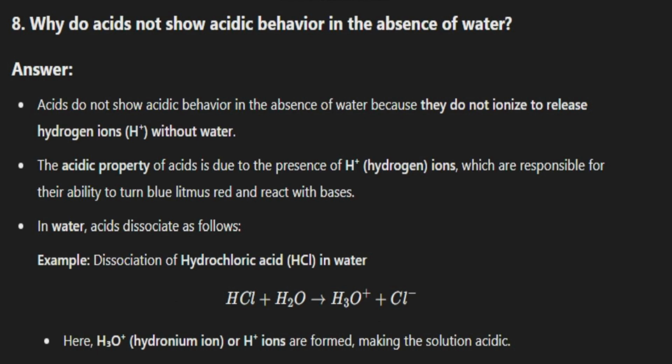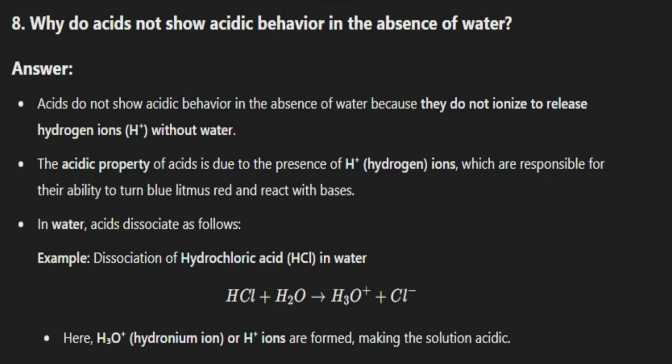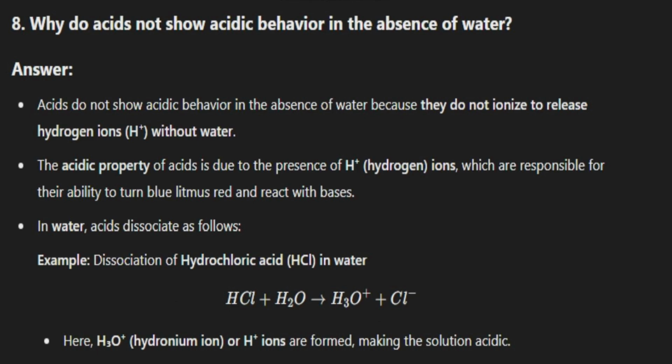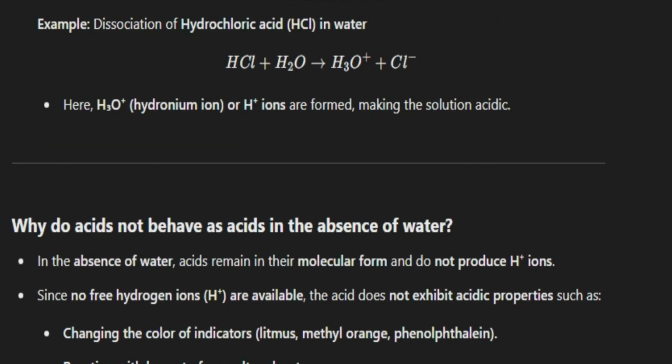In water, acids dissociate as follows. Example: dissociation of hydrochloric acid HCl in water. HCl plus H2O gives H3O+ plus Cl-. Here, H3O+ hydronium ions or H+ ions are formed, making the solution acidic. Why do acids not behave as acids in the absence of water?